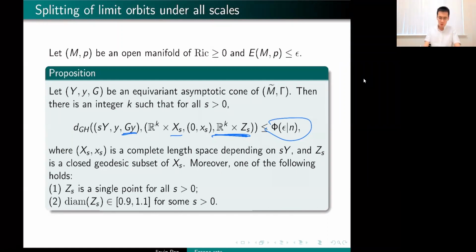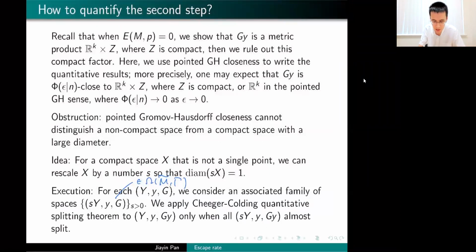Moreover, one of the following is true: either this Z_S is a single point for all S, or there is one so that its diameter is very close to 1. So this is close to the idea we mentioned here. If you have a compact space, then it's either a point. If it's not a point, then you can rescale it so the diameter becomes 1.